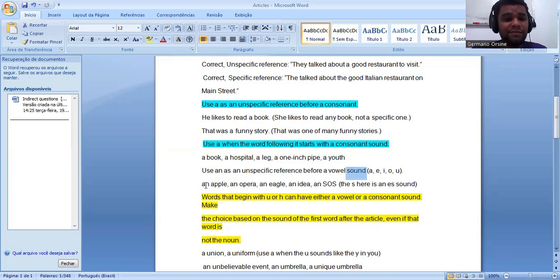So let's take a look at some examples here. An apple, an opera, an eagle, an idea, an SOS. But look, S, it's a consonant. But as I said before, what really matters is the sound. Look, S, right here, it sounds like a vowel. Es, Es. All right? What really matters is the sound, not the letter itself. An SOS, okay?